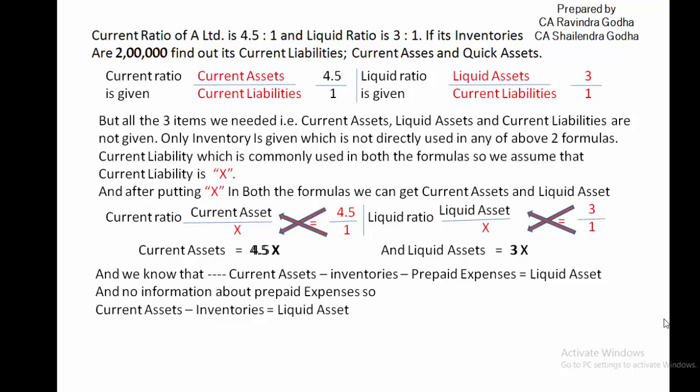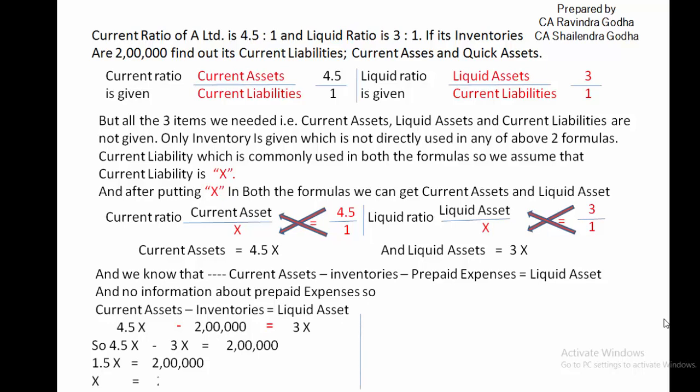We have now calculated current assets and liquid assets as 4.5x and 3x, and inventory is given in the question, that is 2 lakh. So 4.5x minus 2 lakhs is equal to 3x. So 4.5x minus 3x is equal to 2 lakh. 1.5x is equal to 2 lakh. X is equal to 2 lakh divided by 1.5, which is 1,33,333.